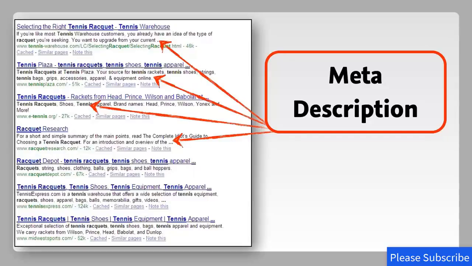Now, in your meta description, it's a great place to put keywords because, as you'll notice, the search word was tennis racket.